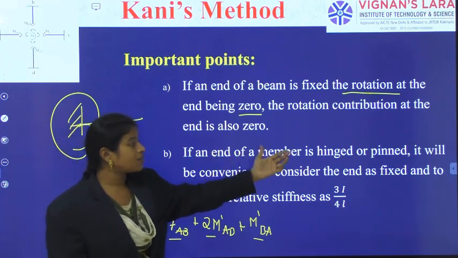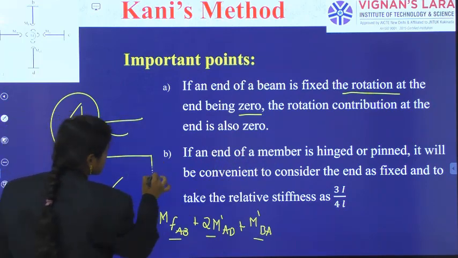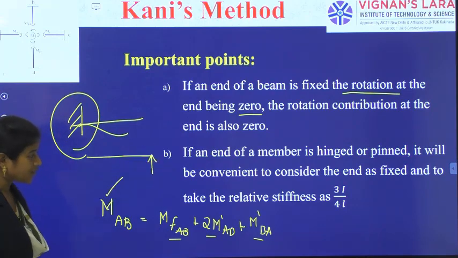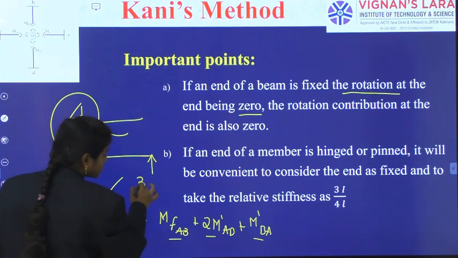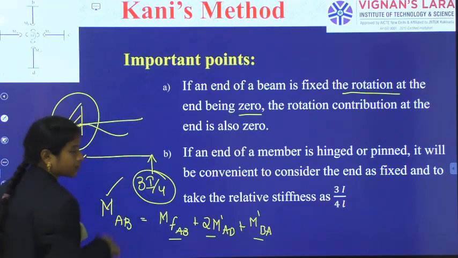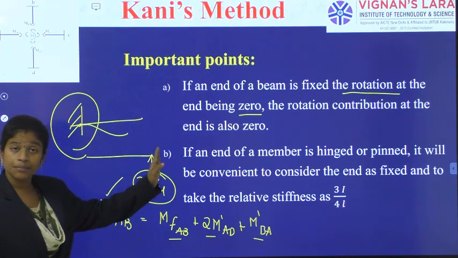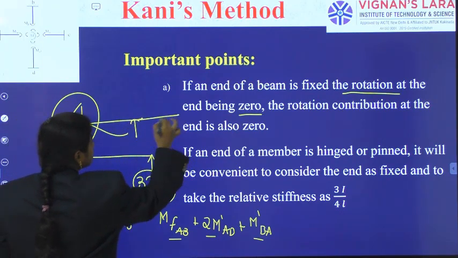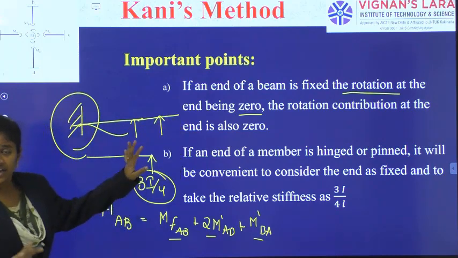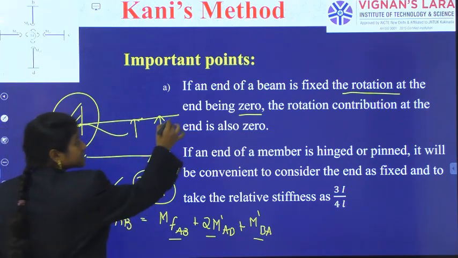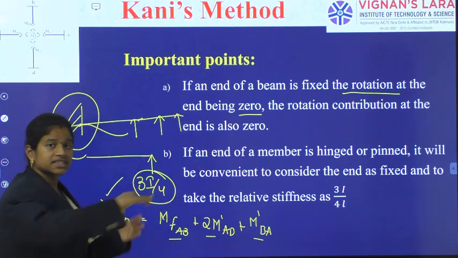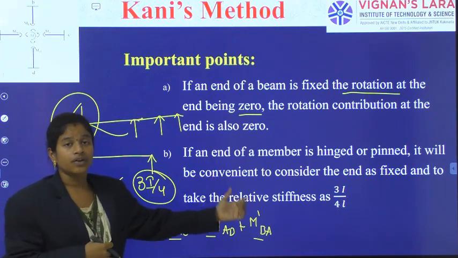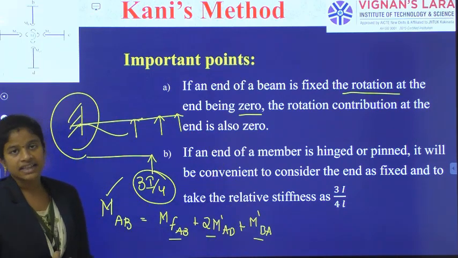And if the end of the member is hinged or pinned, it is convenient to consider the end as a fixed end and take the relative stiffness as 3I by 4. So it should be the complete, entire end. If I have some intermediate supports like this, I will not consider them. Only if it is the ending point of the whole beam, the complete end of the beam, and at that end I observe a hinge, then we will write the corresponding relative stiffness as 3I by 4.